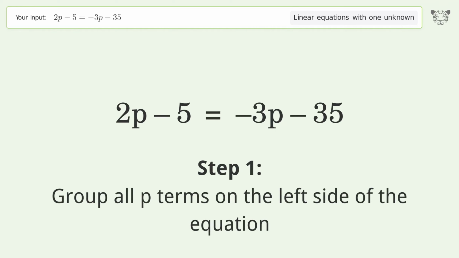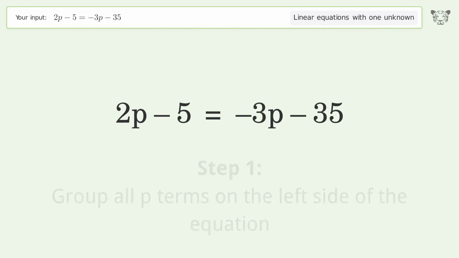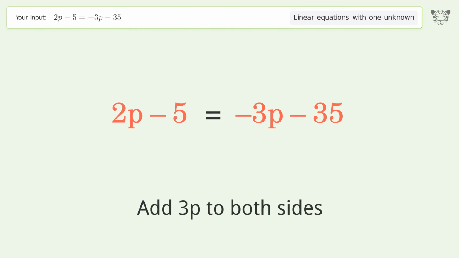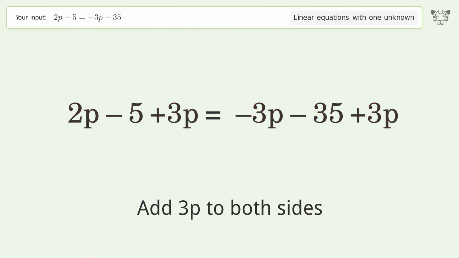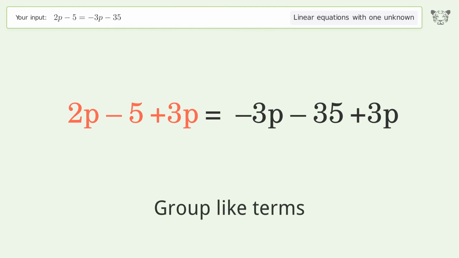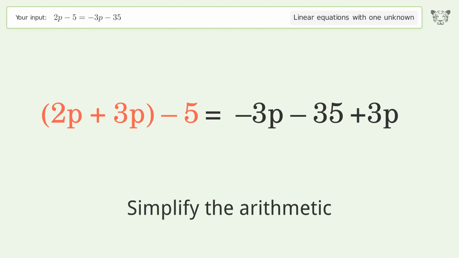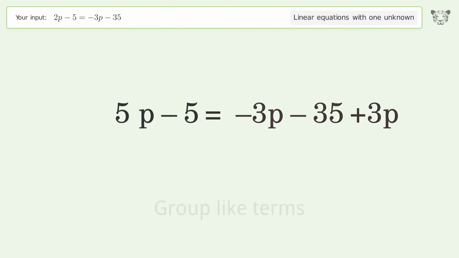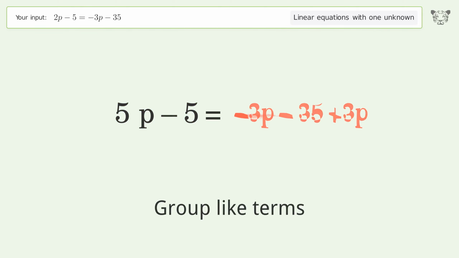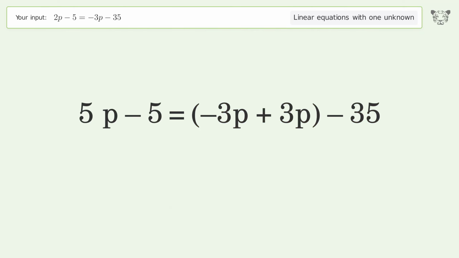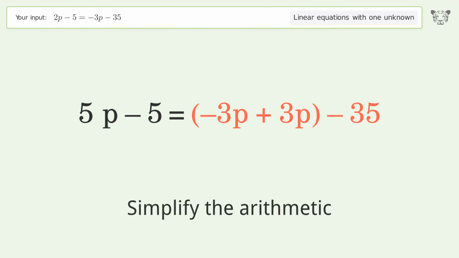Group all p terms on the left side of the equation. Add 3p to both sides. Group like terms. Simplify the arithmetic. Group like terms. Simplify the arithmetic.